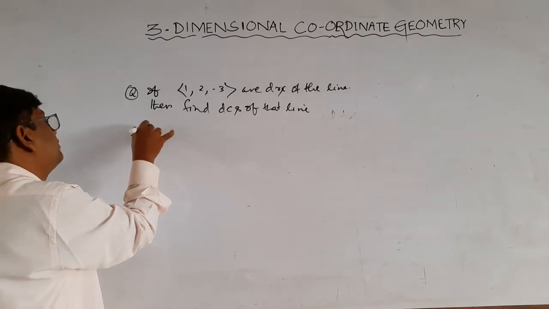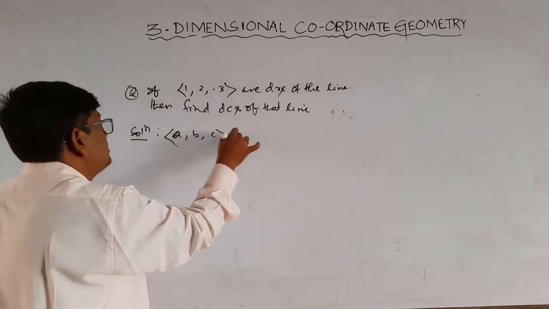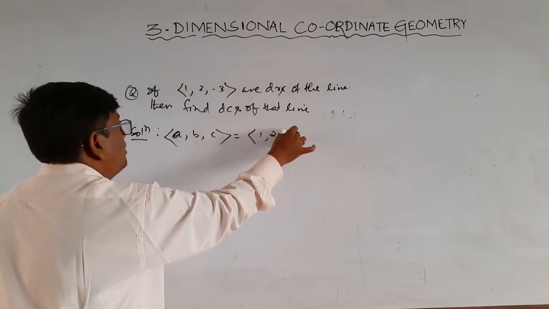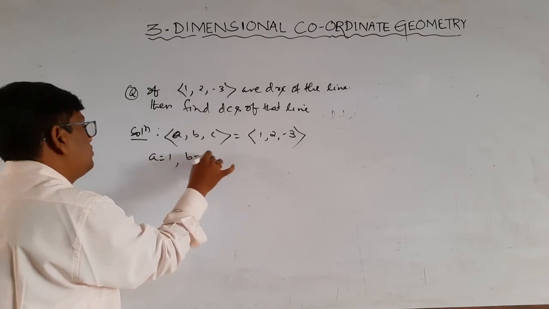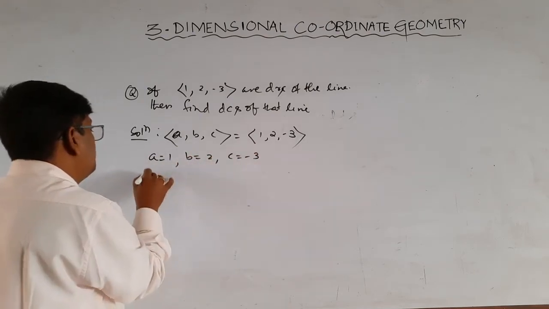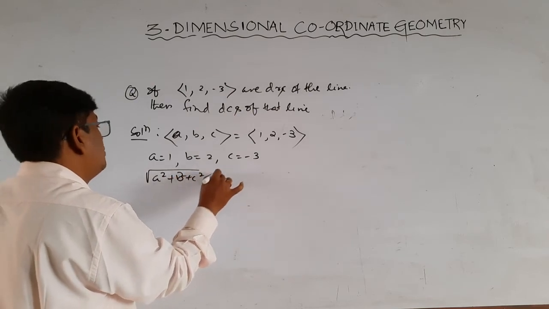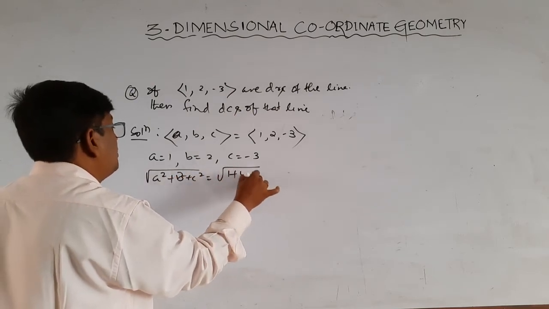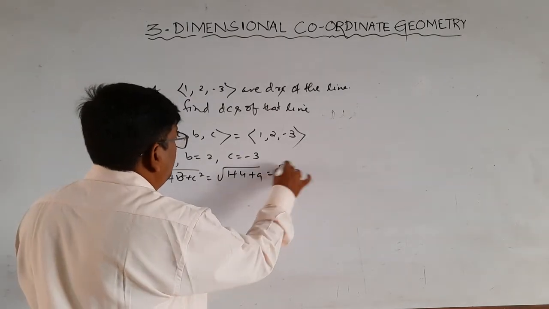Solution: the DRs are a, b, c, that is 1, 2, minus 3. Here a is equal to 1, b is equal to 2, c is equal to minus 3. So root over a square plus b square plus c square is equal to root over 1 plus 4 plus 9, which is root 14.